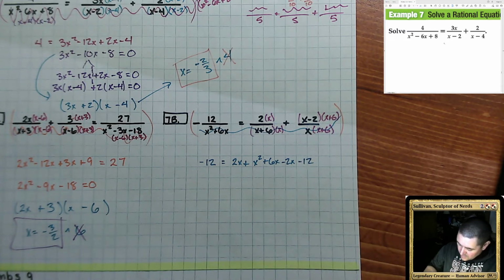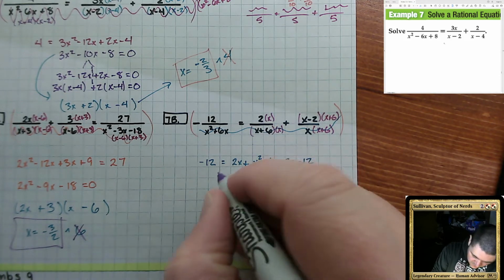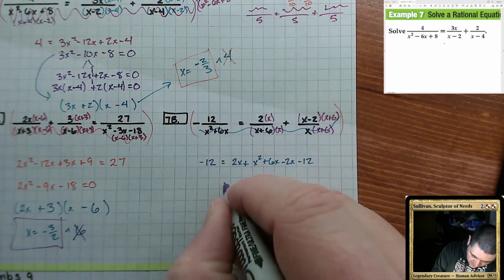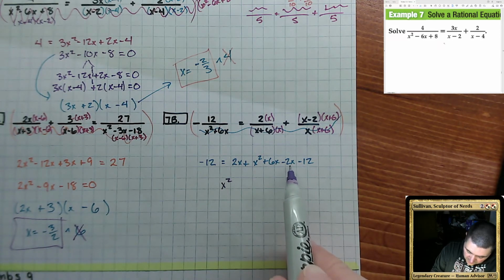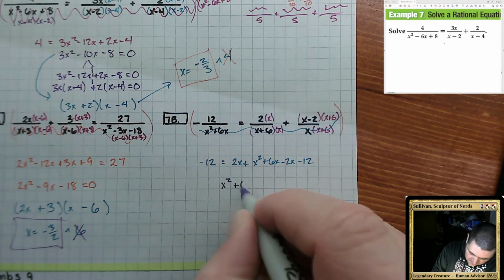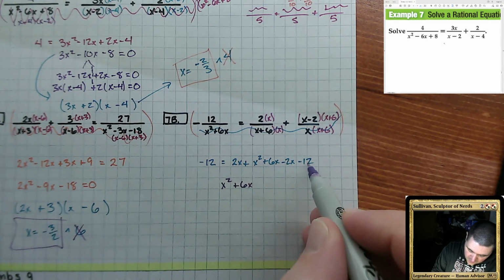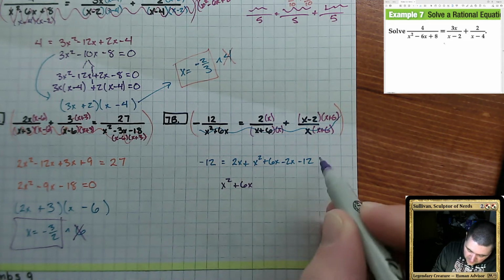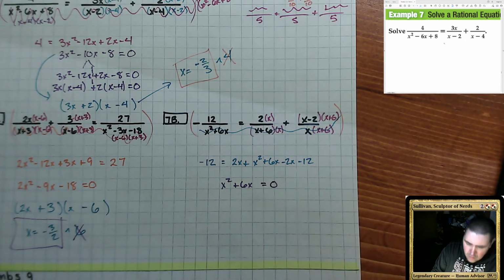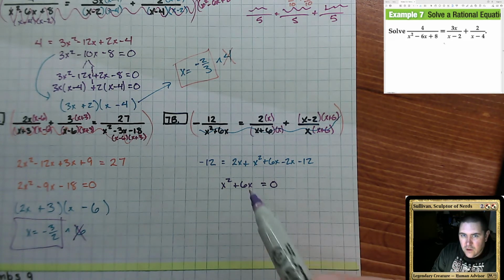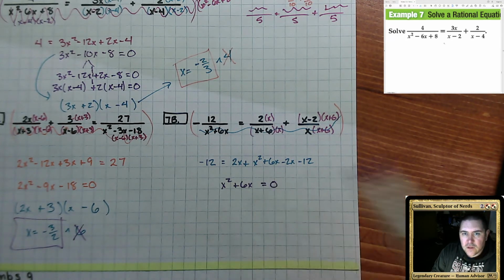You got a quadratic again. Put everyone on one side of the bus, getting x squared, 2x minus 2x cancels, plus 6x. Negative 12, add 12, I get 0. Huh. How do I solve a quadratic that doesn't have a c term?